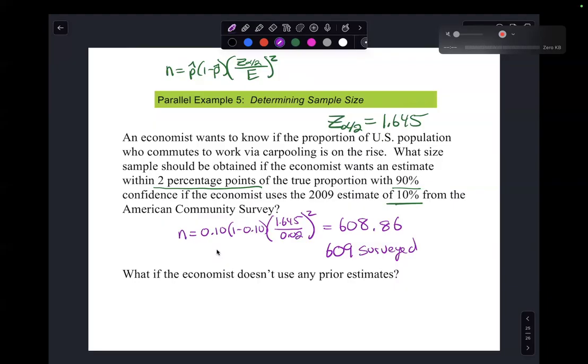You have the same number as me? Okay, good. I worry sometimes. My calculator skills sometimes leave something to be desired.